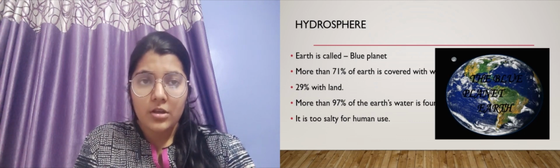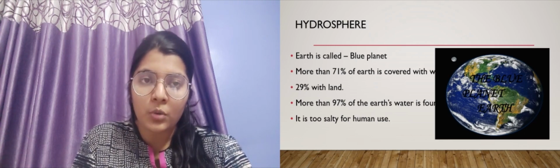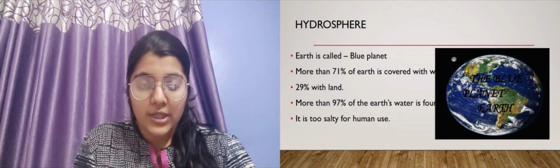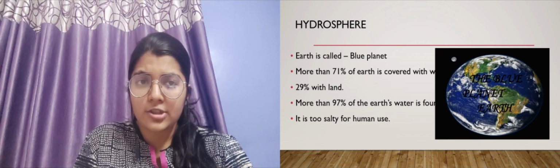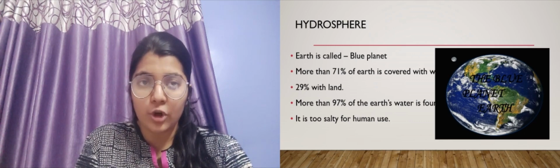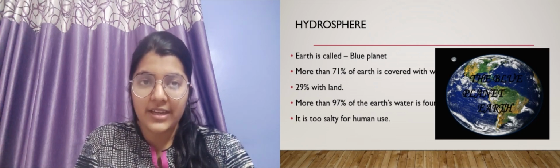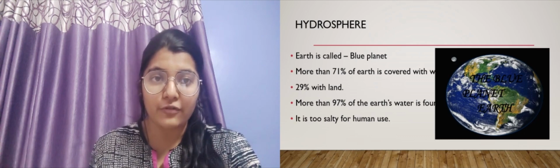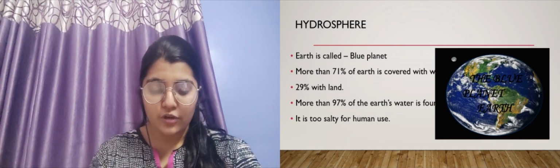So, hydrosphere is what? It is the sphere that tells us all about the water. More than 97% of the earth's water is found in the oceans, and it is too salty for human use. That is, we cannot consume the water which is there in oceans. Why? Because it is very salty, and so it is not fit for human consumption. But oceans are the major part of the hydrosphere.